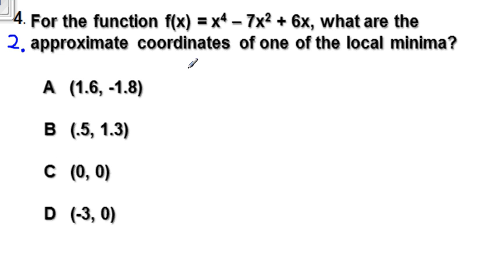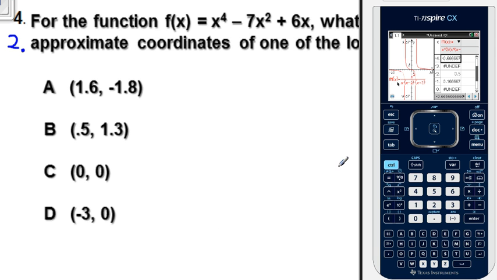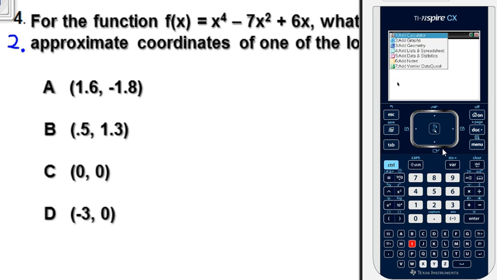For the function f of x equals x to the 4th minus 7x squared plus 6x, what are the approximate coordinates of one of the local minima? So for this, we're going to go to our calculator again, and I'm going to go to Control I and get a new graph page.